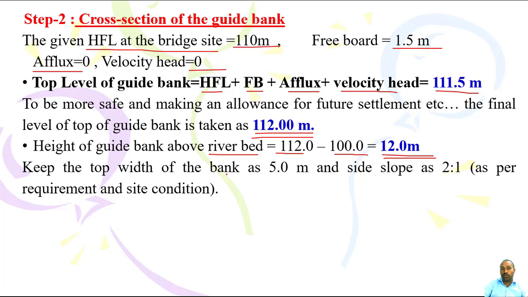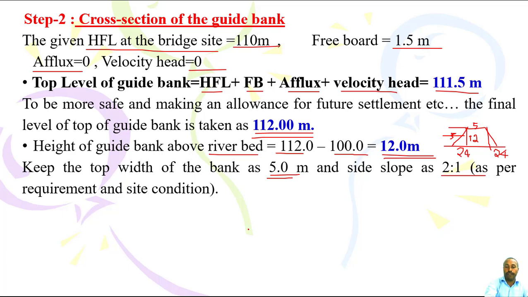So keep the top width of the bank already 5 meter. Then side slope will be 2 to 1 as per the requirement and site condition. So you can just draw the guide bank like this. You have total here HFL level. Then you have crest level, which is 12. Then if it is 2 to 1, this will be 24. Clear? So you have here 5 meter. Then you have again the same, you have 24. Since the slope is the same, then you can find.